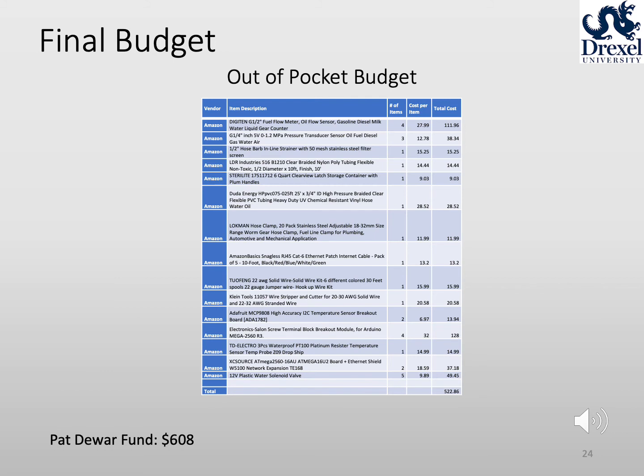This was our budget for the project and all the parts that were purchased. The total shown on the slide is $522.86. This is different than our Pat Doer Fund requests because of COVID-19. So 2 of the major parts were unable to be purchased to continue with the project.